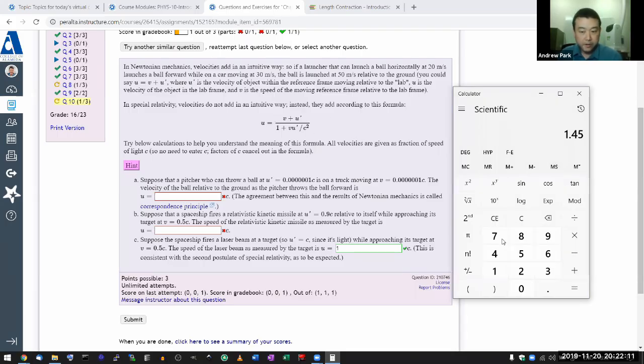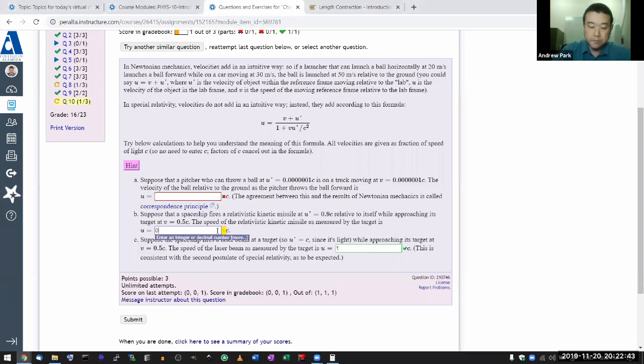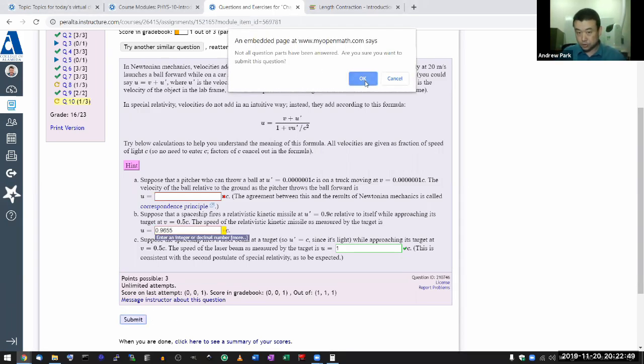And I need a numerator, V 0.5 plus U prime 0.9 equals 1.4, that's bigger than 1. Divide that by the denominator, which was stored into memory, so memory recall equals 0.9655 C. So let me put in 0.9655. And that should be the correct answer.